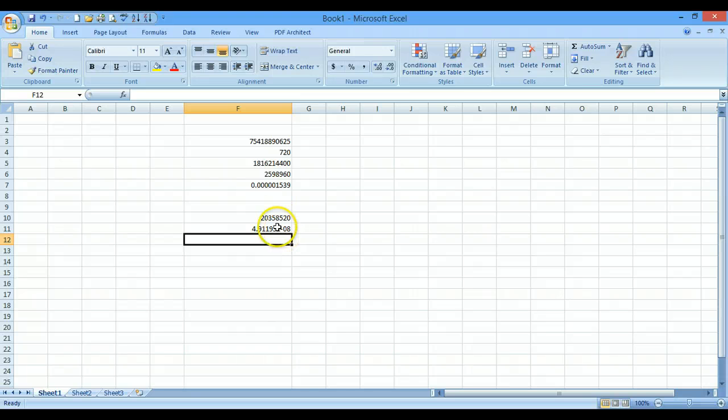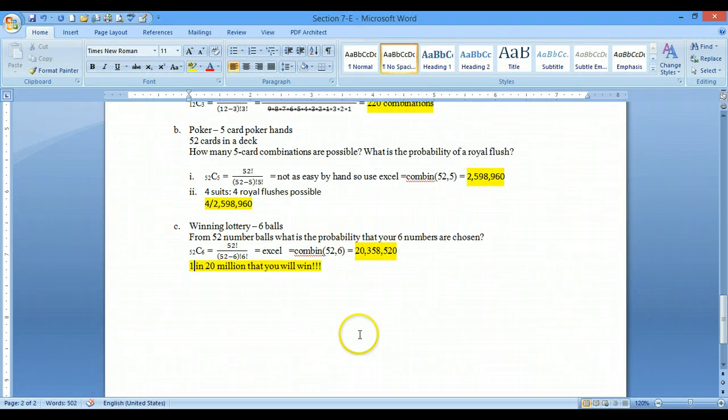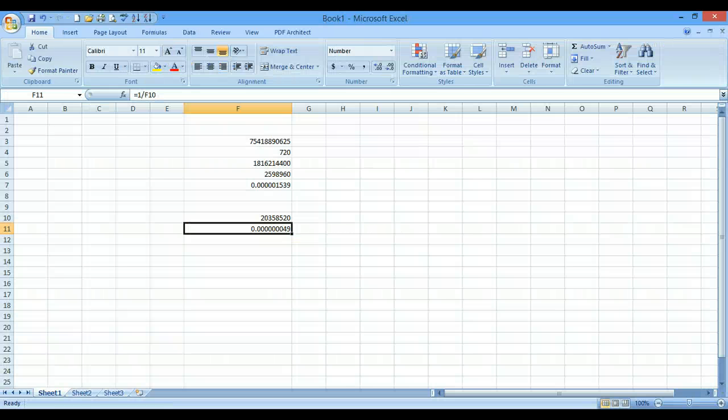And again, I think we're just going to try Format Painter. There we go. And how many decimals is that? 1, 2, 3, 4, 5, 6, 7. 7 zeros before. So the probability of you winning the lottery is, well, I'll let you decide.